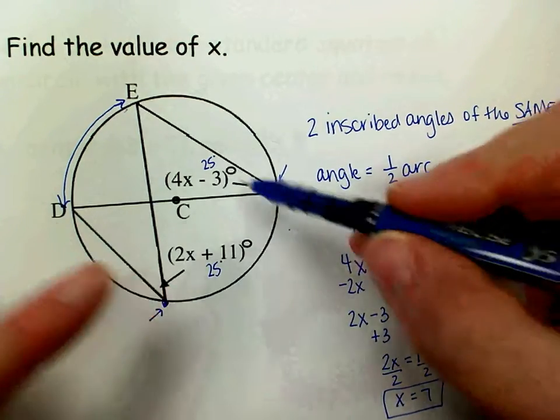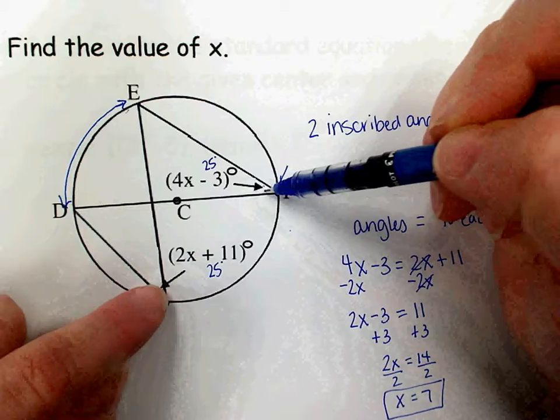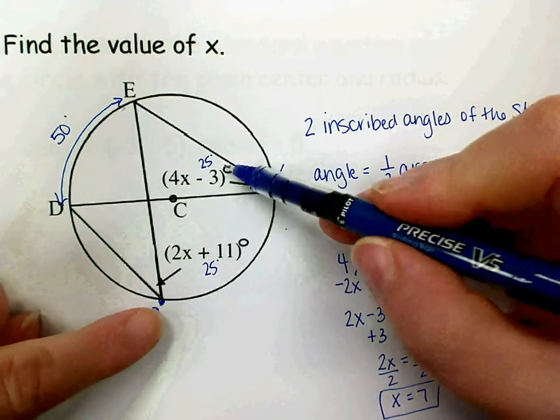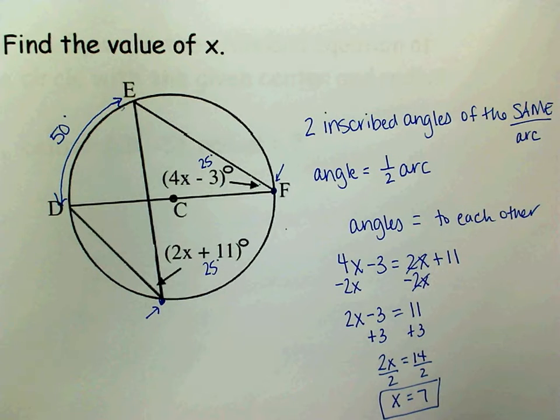I now know what this arc is. Since these angles are half that arc, the arc had to be 50 degrees, since these are both half of that. So just set those two expressions equal to each other since the angles are equal.